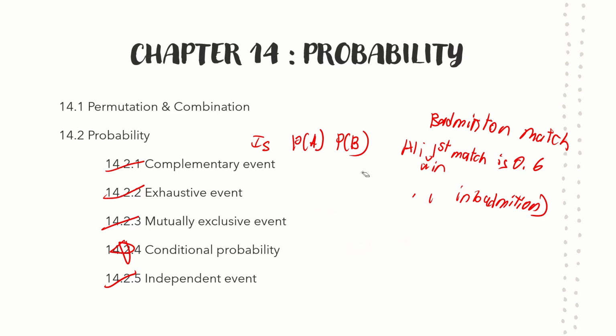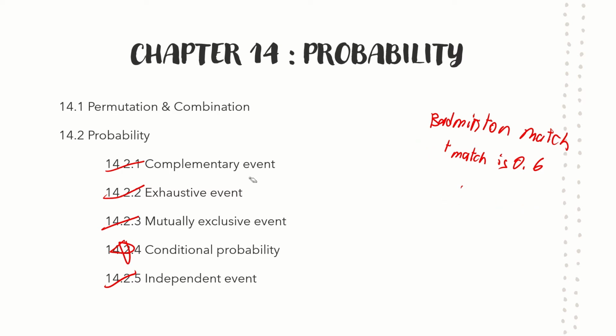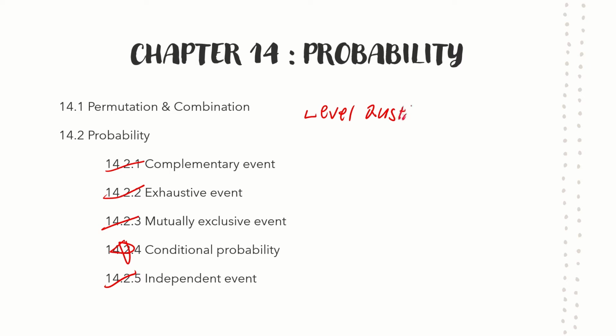Okay, and in this chapter actually there are no new things for you. The new things are just these four definitions and conditional probability only. But I want to inform you that although this chapter does not have many new things, the level of the questions is quite tricky and more complicated than the SPM level.